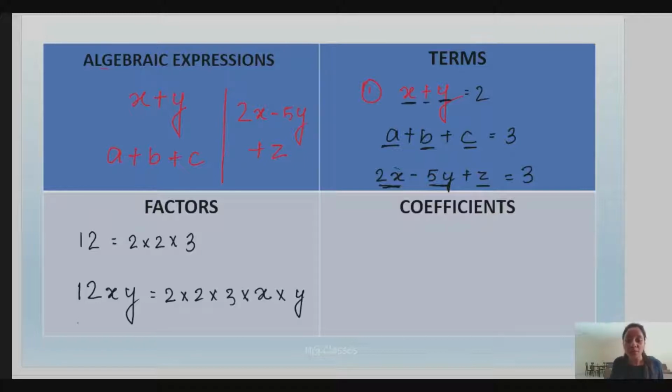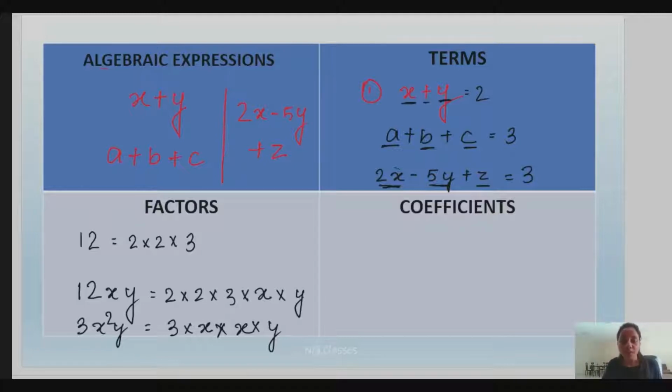Similarly, if we are having 3x square y, how we will do the factorization of that? Just break it. So what we will do? 3 times x times x, x is having power 2, times y. So this way we will do the factorization. The way we do the factorization of a constant term, similarly we will do the factorization of variable or any algebraic terms.